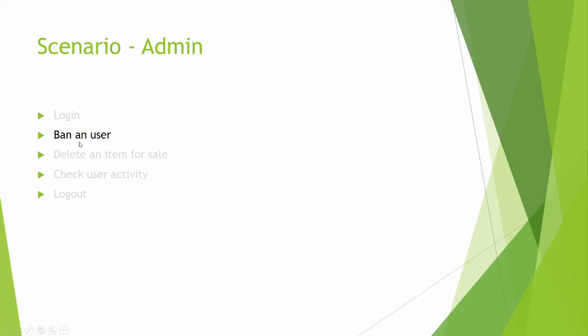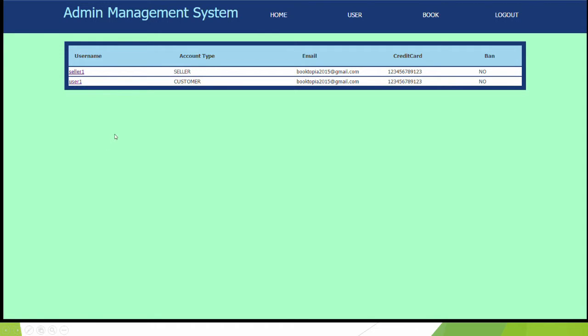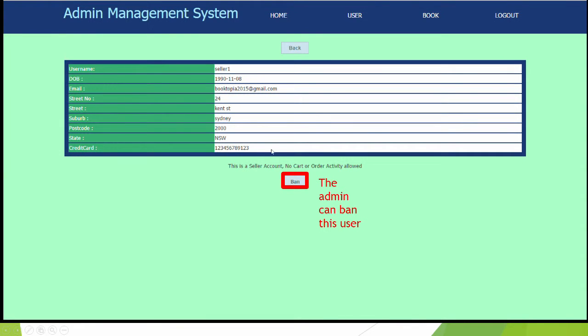So let's look at what happens when a user is being banned by the admin. If the admin clicks the user button, a list of all the users in the system will be listed here. And the user can be banned by the admin by clicking the ban button.